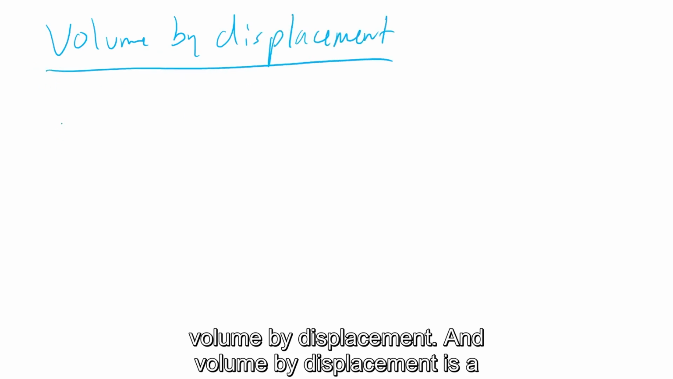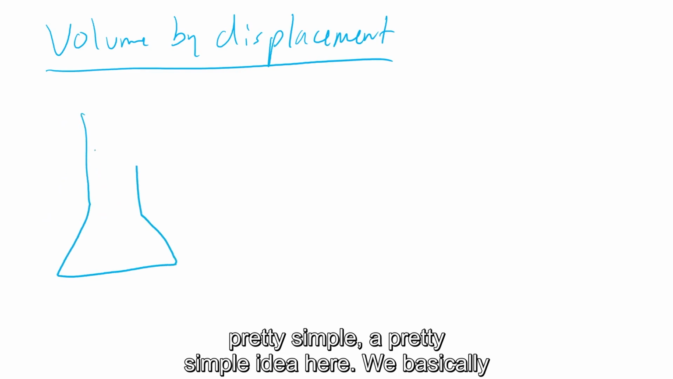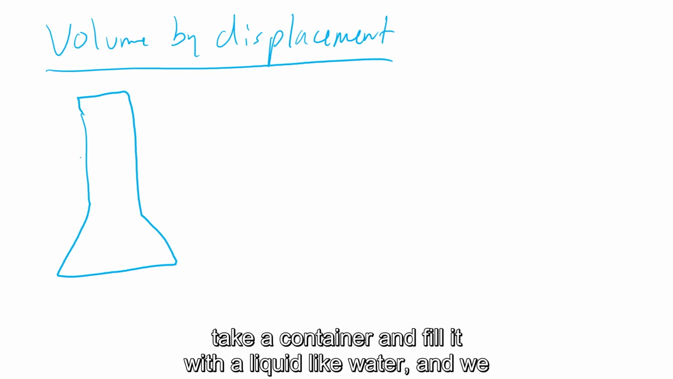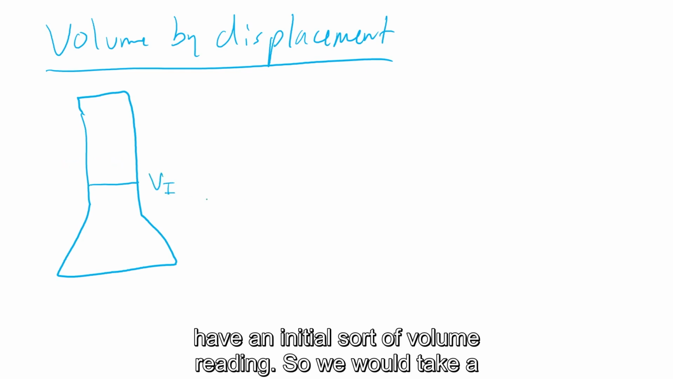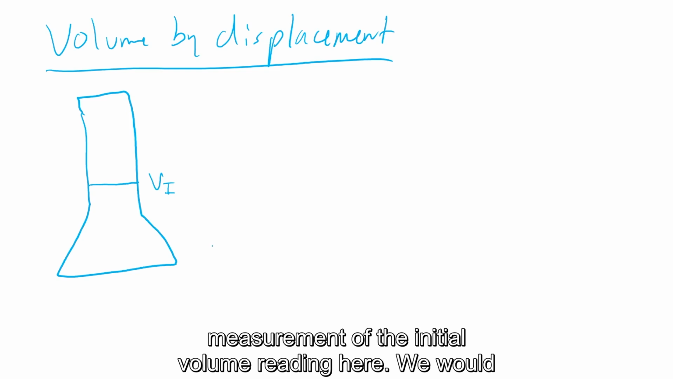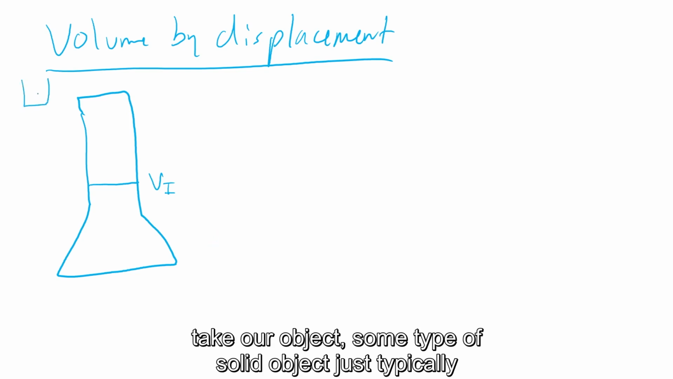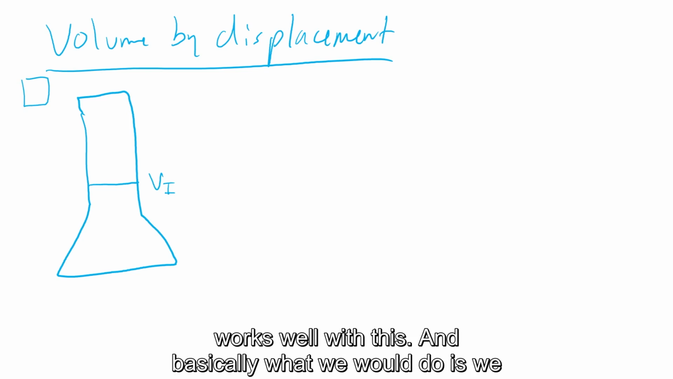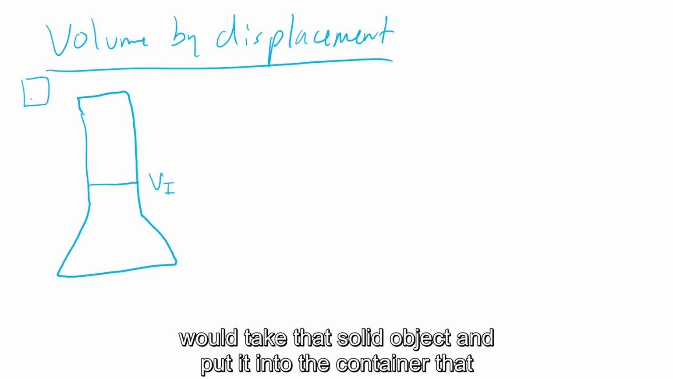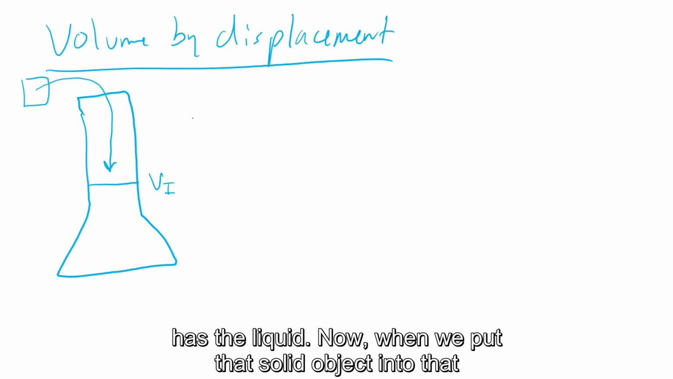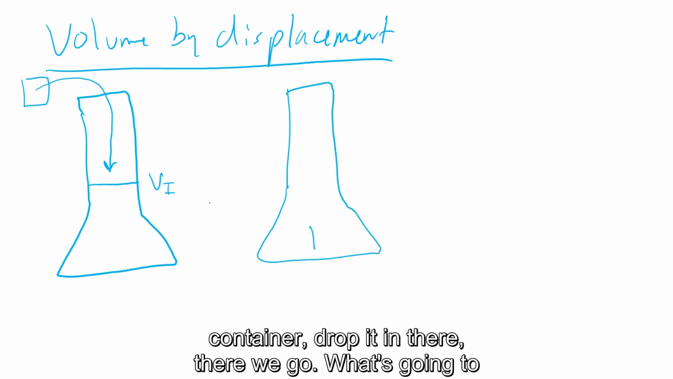Volume by displacement is a pretty simple idea here. We basically take a container and fill it with a liquid like water, and we have an initial volume reading. So we would take a measurement of the initial volume reading here. We would take our object, some type of solid object, and basically what we would do is put that solid object into the container that has the liquid. Now, when we put that solid object into that container, drop it in there.